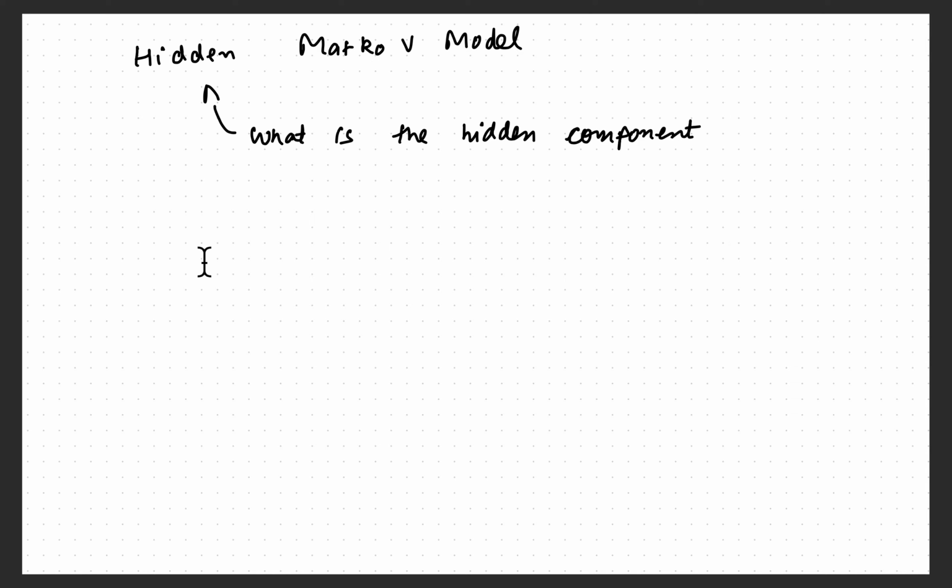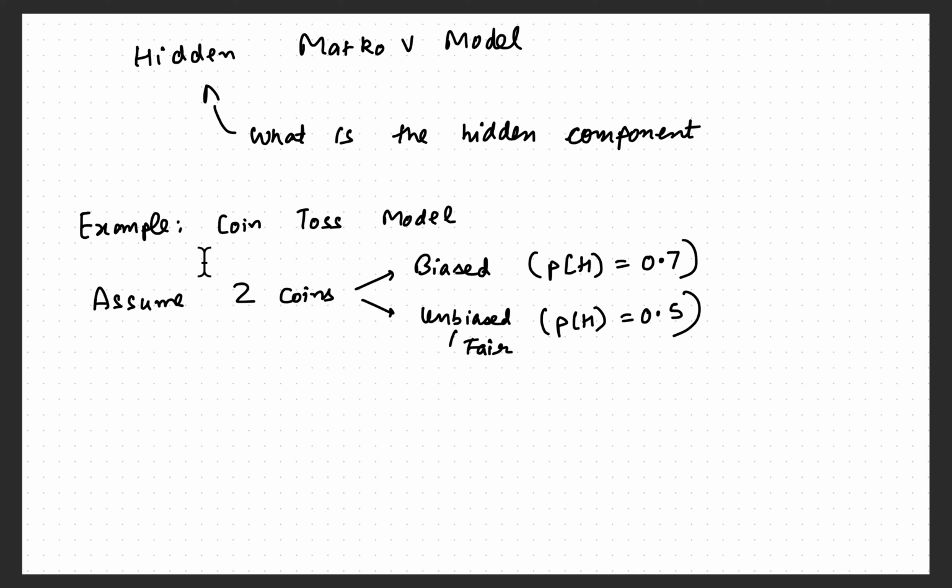Good. So we have thus far understood the first order Markov chain, but now let us try to understand the hidden Markov model. The first question that you might want to answer is, what is this hidden term? What is the hidden component? To understand this better, we'll look at a sample application. We'll call this the coin toss model. We have two types of coins. One is a biased coin, where the probability of heads is 0.7 and the probability of tails is 0.3. And then there is an unbiased or fair coin, where the probability of heads, as you would expect, is 0.5.